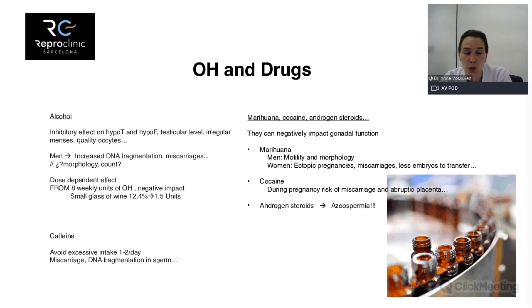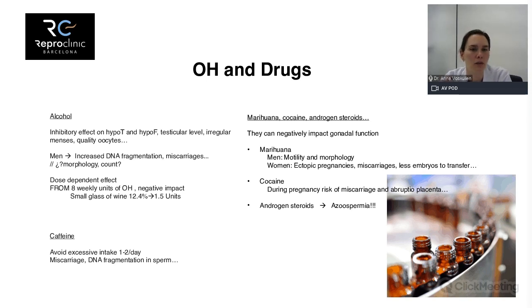But it is true that during pregnancy, absolutely, we should avoid it, okay? Because it can create malformations in the embryos. It can give problems. So it's very important to avoid it during pregnancy. That's something that we do know, and we know that it can have a big impact.